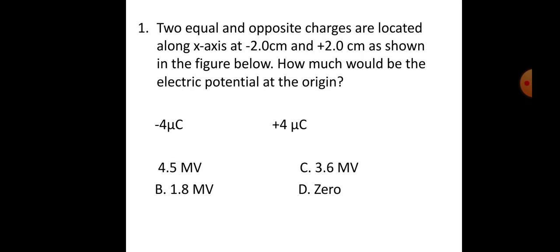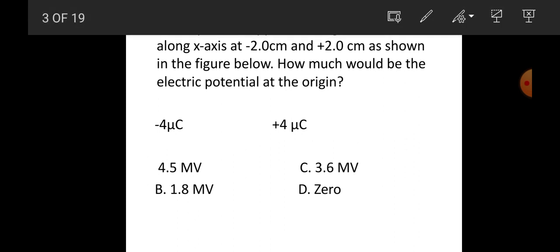Question number 1. Two equal and opposite charges are located along the x-axis. -4 microcoulomb and 4 microcoulomb are arranged along the x-axis at -2 centimeter and 2 centimeter as shown in the figure below. Here they are arranged along the x-axis. Let's say this is the origin. How much would be the electric potential at the origin, it says?